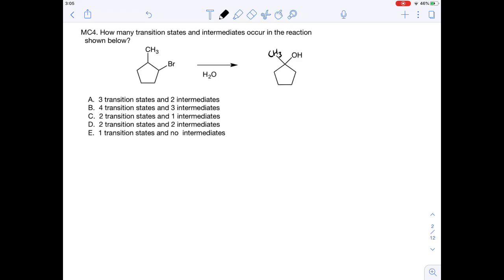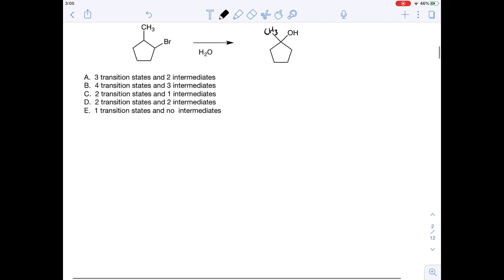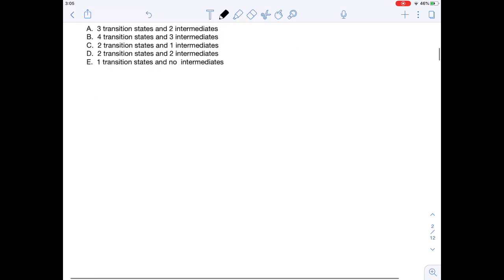Whenever you see how many transition states and intermediates occur in this reaction, you're going to want to draw out the entire mechanism. To figure out which kind of mechanism this is going to follow, you want to distinguish what kind of reaction it is. So you see Br is a good leaving group, and you see that you have a polar protic solvent, H2O, which can also act as a nucleophile. So most likely this is going to be an SN1 reaction.